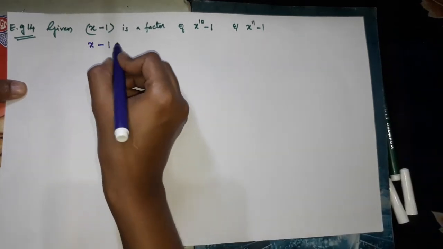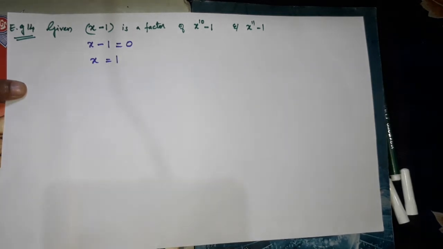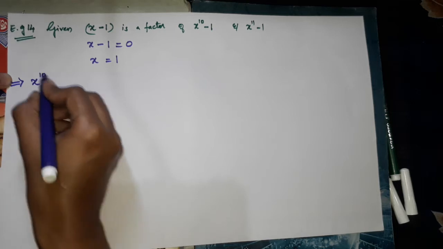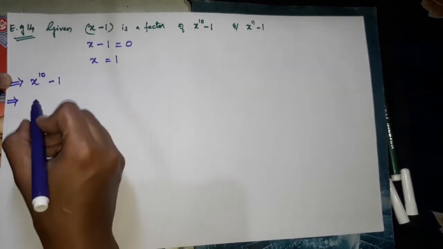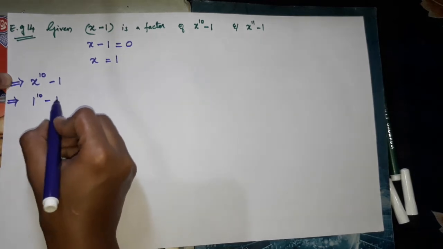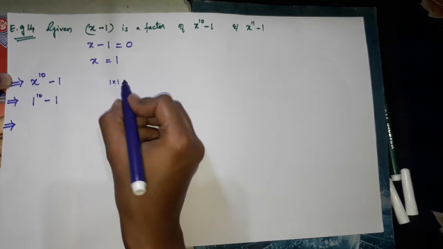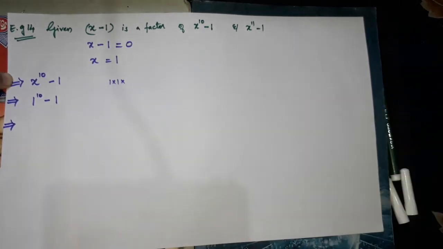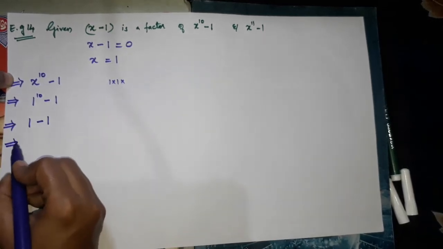x minus 1 equals to 0. X is equals to what, children? Plus 1. Now, x power 10 minus 1. X is what? 1. 1 power 10 minus 1. 1 power 10 will be what, children? Like 1 into 1 into, you have to take 10 times. 1 ones is 1. So, if you take it 10 or 100 times, it will be 1 itself. Okay. 1 minus 1 is what? 0.